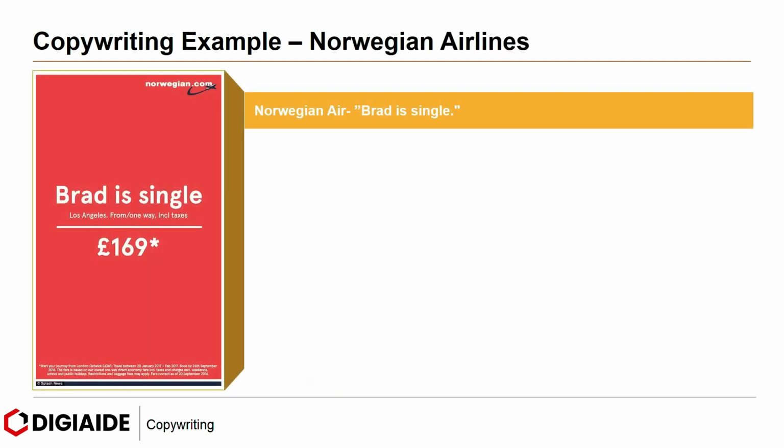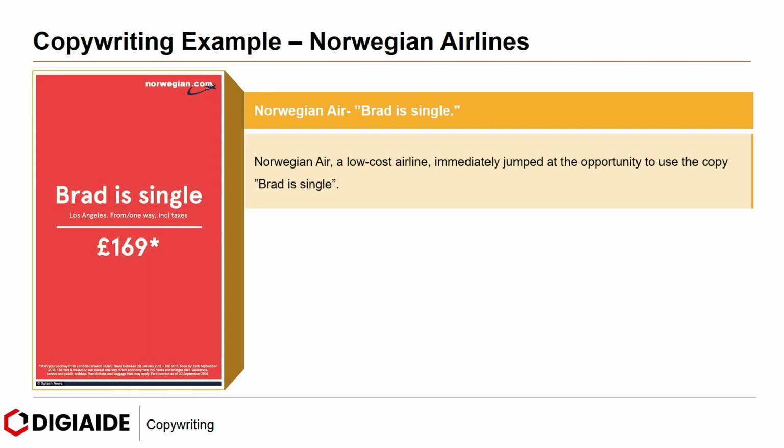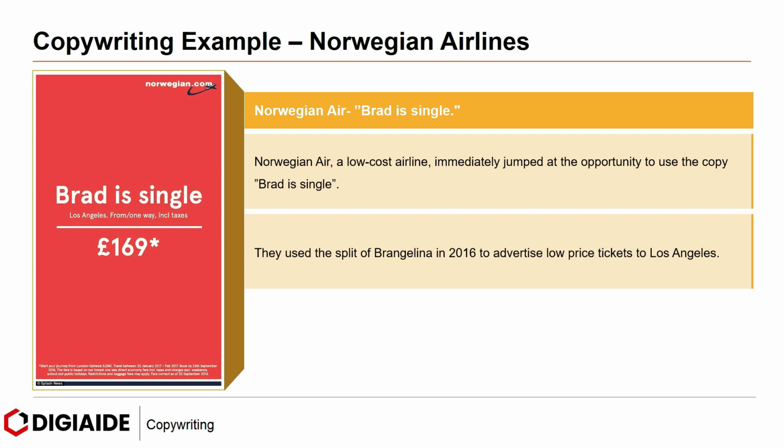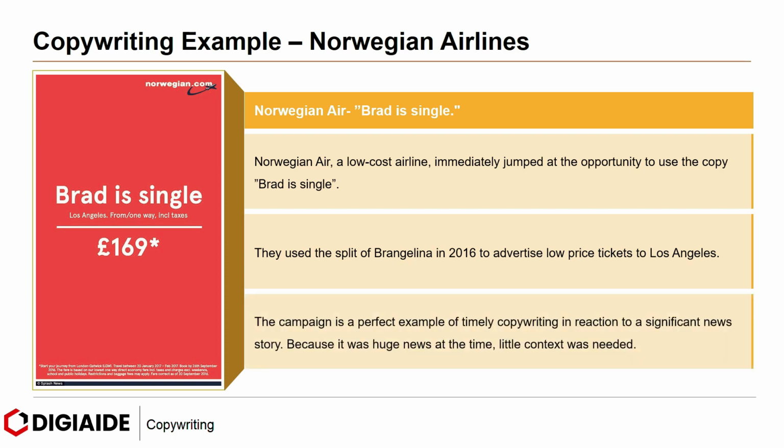Next example, Norwegian Airlines. Norwegian Air's "Brad is Single" campaign. Norwegian Air, a low-cost airline, immediately jumped at the opportunity to use the copy "Brad is Single." They used the split of Brangelina in 2016 to advertise low-price tickets to Los Angeles. The campaign is a perfect example of timely copywriting in reaction to a significant news story. Because it was huge news at the time, little context was needed.